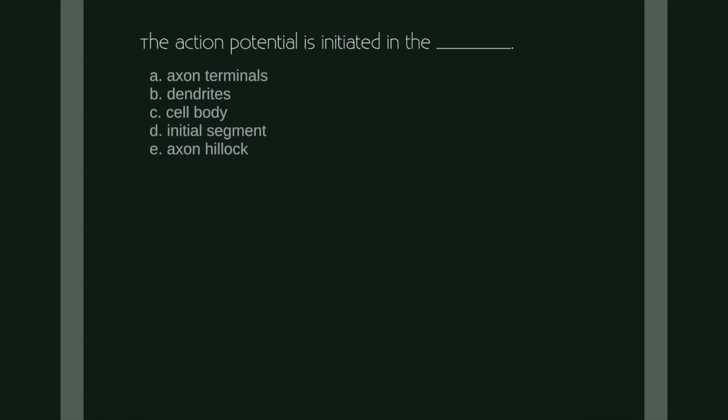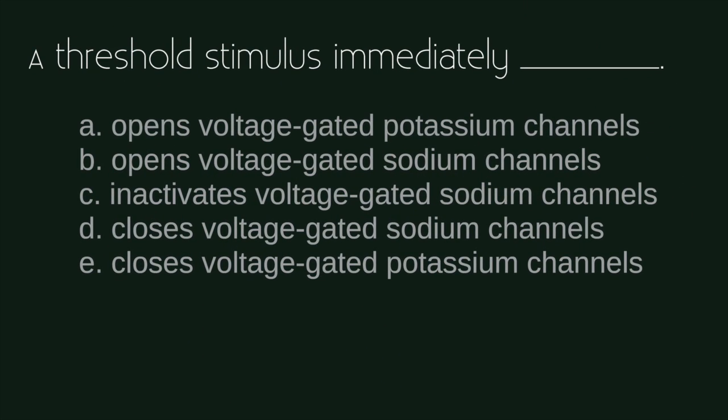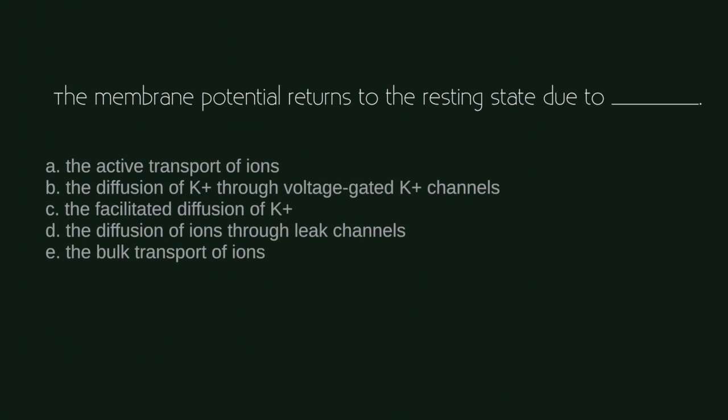Okay, so the action potential is initiated in the axon hillock, that's the correct answer. And the threshold stimulus immediately opens voltage-gated sodium channels. The correct answer is B. The membrane potential returns to the resting state due to the diffusion of ions through leak channels.